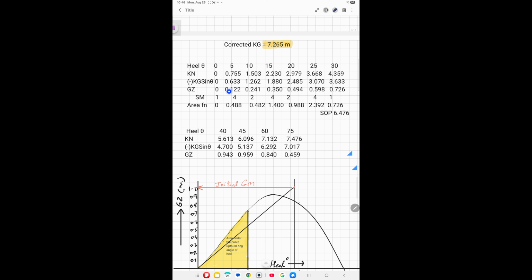These are the GZ values here after Kn minus KG sine theta. And I decide on Simpson's rule number 1. Multipliers will be 1, 4, 2, 4, 2, 4, 1. You write under the GZ values. Now multiply GZ value with the Simpson's multipliers to get the area function, and then add all the area functions to get the sum of the products. For area function I get 6.476.